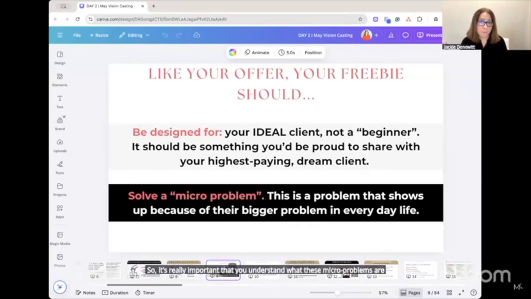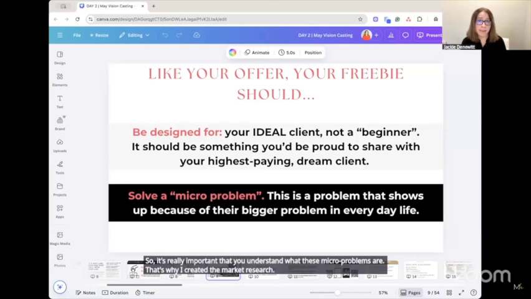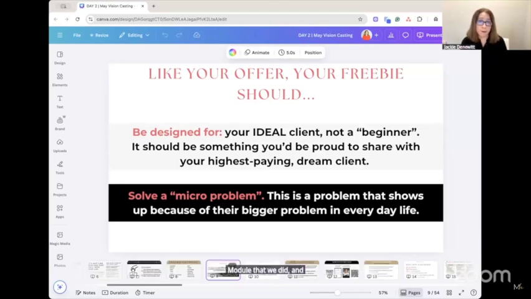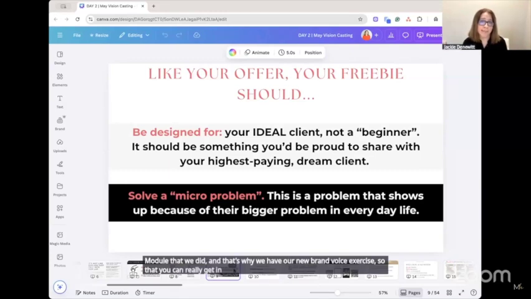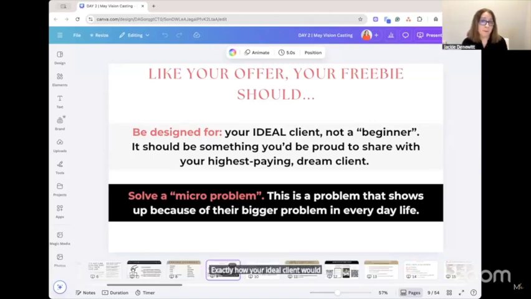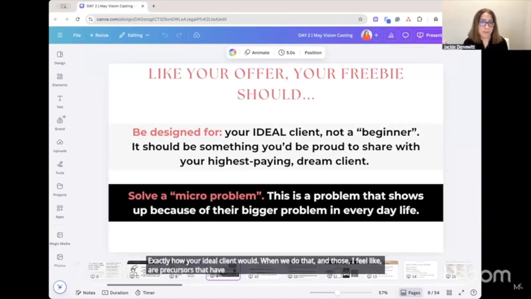That's why I created the market research module that we did. And that's why we have our new brand voice exercise, so that you can really get in and understand and speak exactly how your ideal client would. When we do that, and I feel like those are precursors that have to be done before you even consider a freebie. Wouldn't you agree, Melissa?